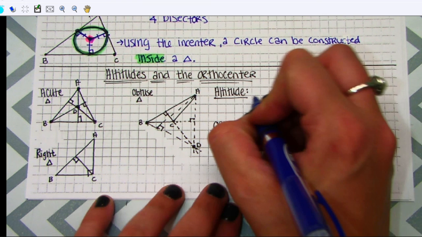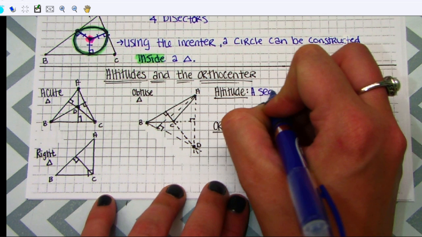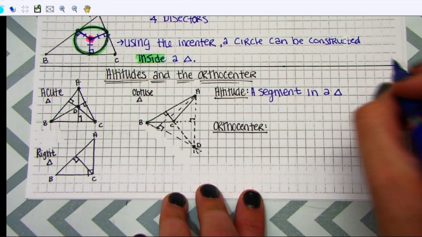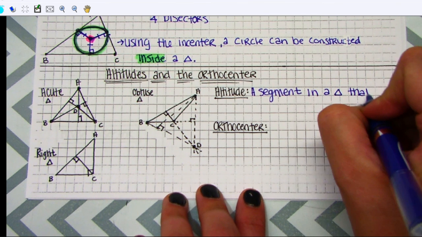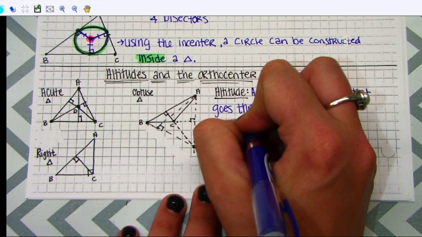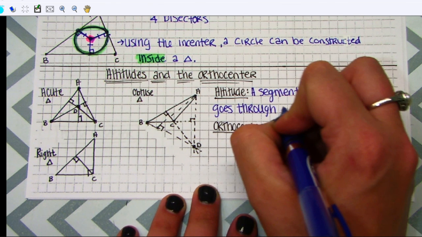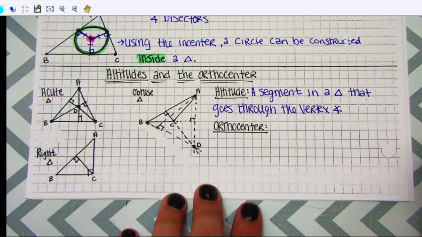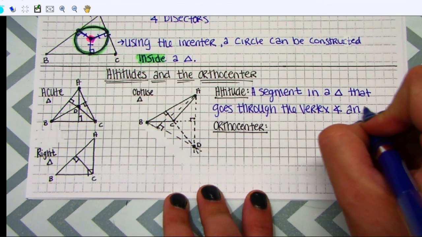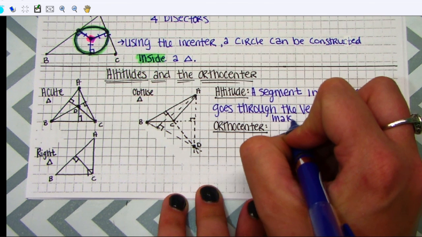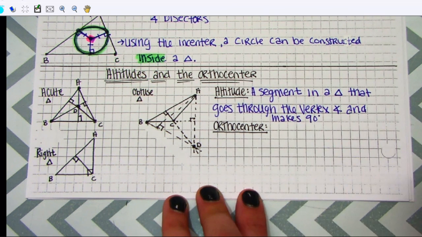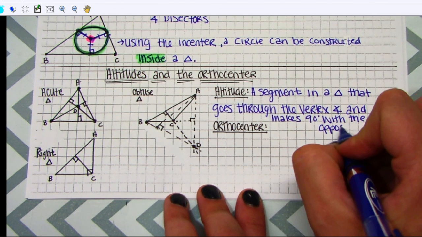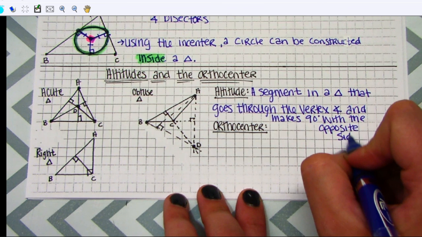Altitude is a segment in a triangle that goes through the vertex angle and makes 90 degrees with the opposite side. Ran out of room there.